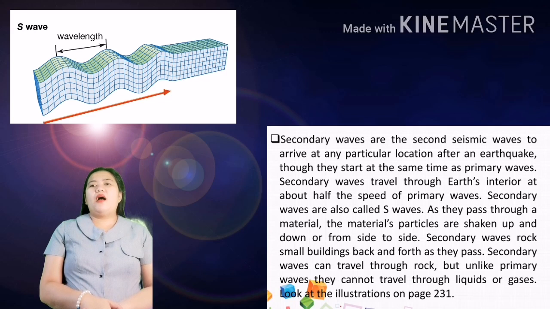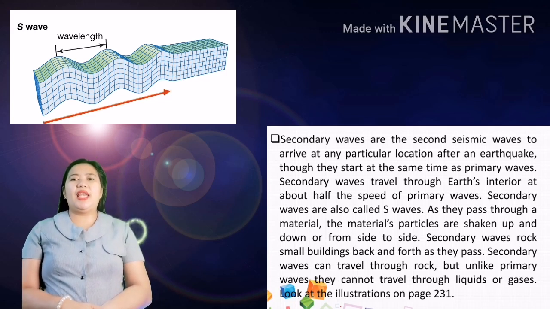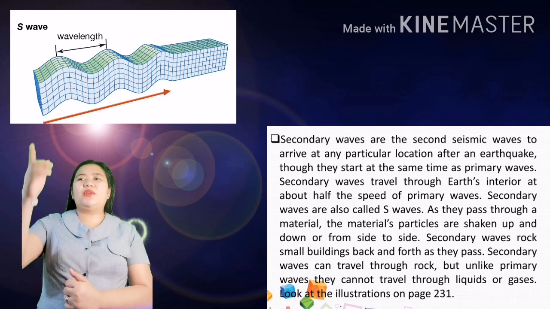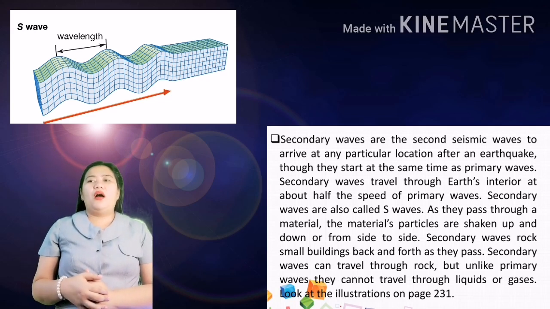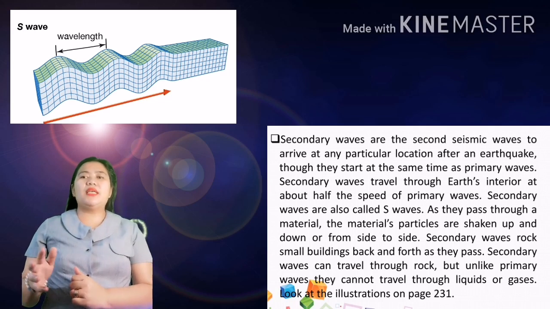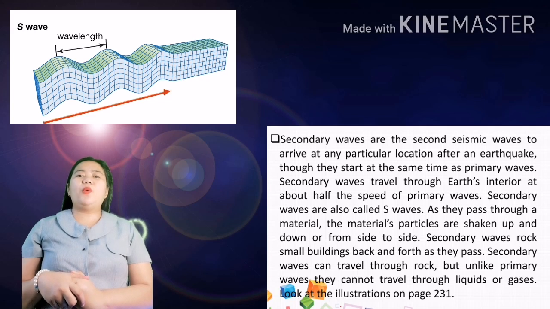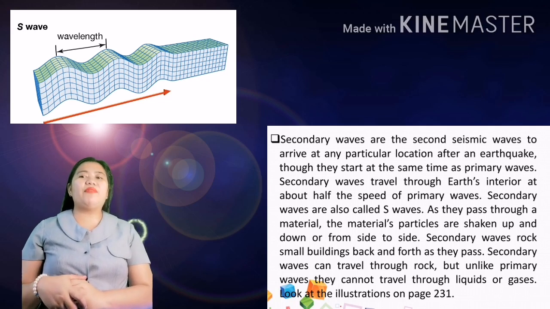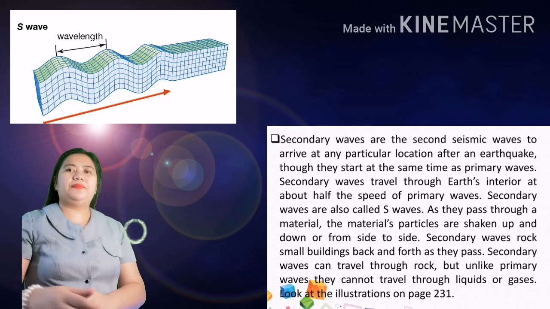As they pass through a material, the material's particles are shaken up, down, or from side to side. So the movement of the secondary wave is up and down. Secondary waves rock small buildings back and forth as they pass through. Secondary waves can travel through rock, but unlike primary waves, they cannot travel through liquids or gases.